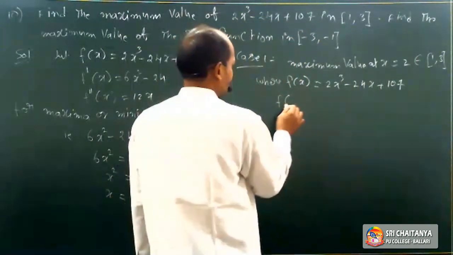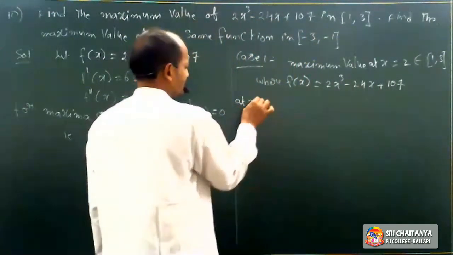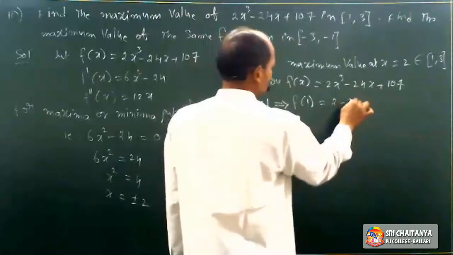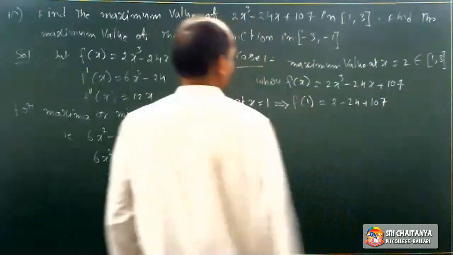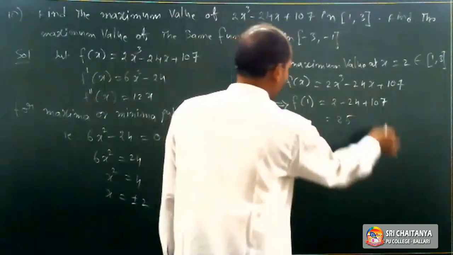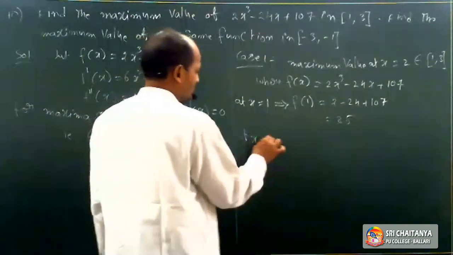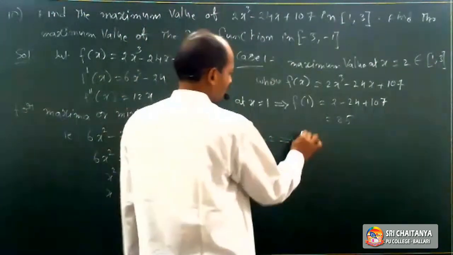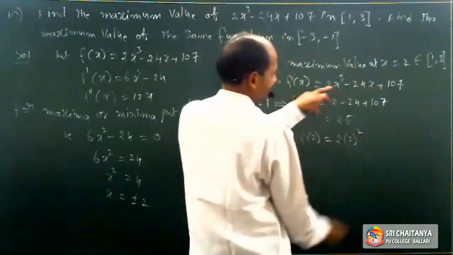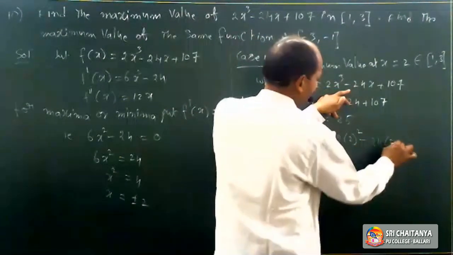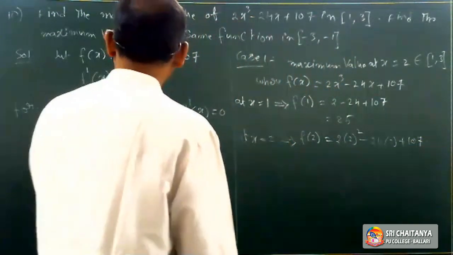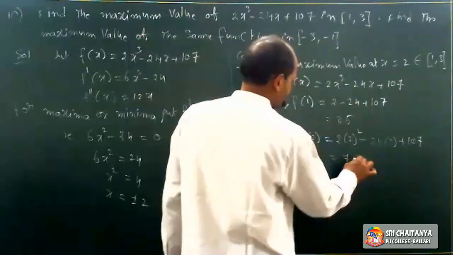What about f(1)? At x = 1, f(1) is 2 - 24 + 107. So it is 109 - 24, and we get 85. Next, at x = 2, f(2) is 2 into 2^3 - 24 into 2 + 107. There f(2) is equal to 75.